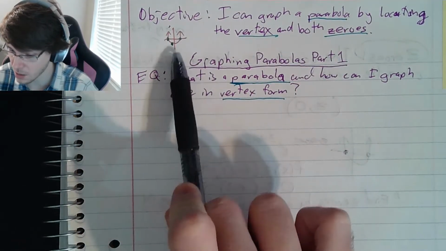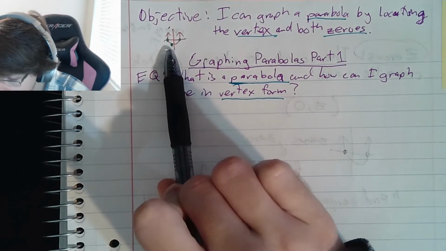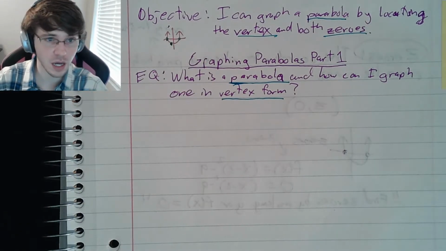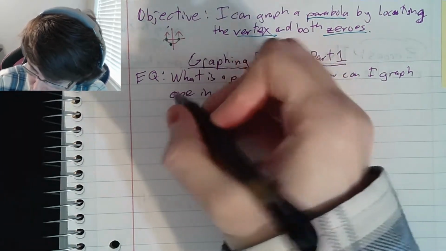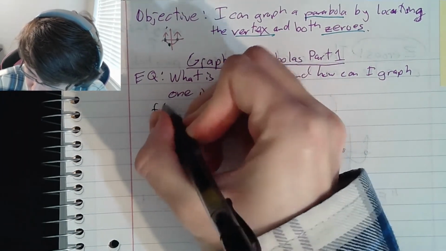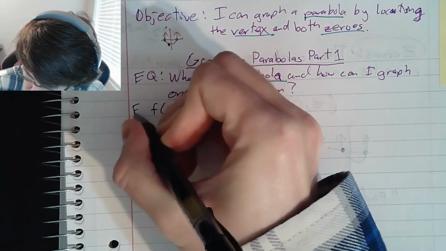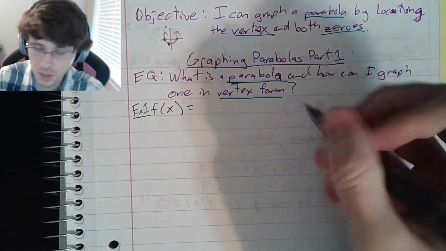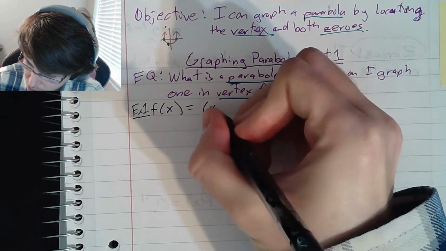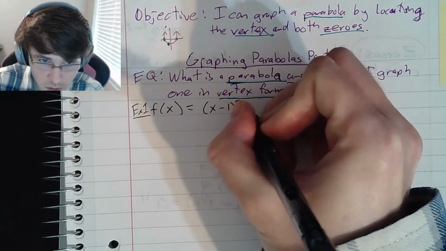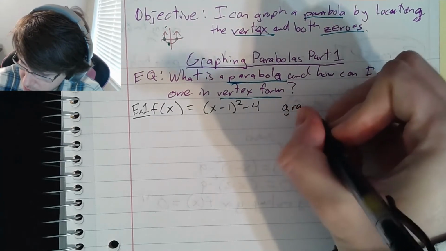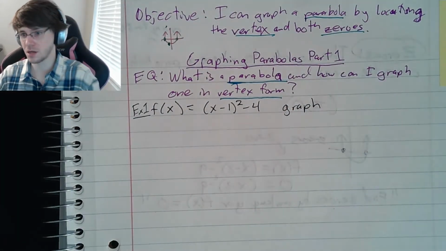So again, we drew that little picture. There's our vertex there at the bottom, and both of those zeros. Here's the actual question. Example 1: f of x equals (x minus 1) squared minus 4, and your goal is to graph this guy. Okay, so you got to graph it.